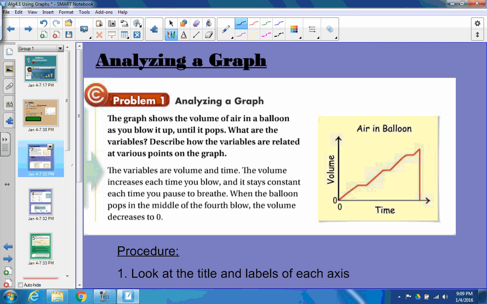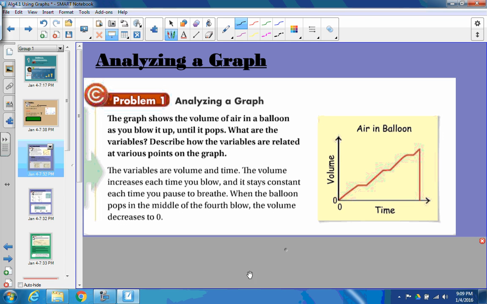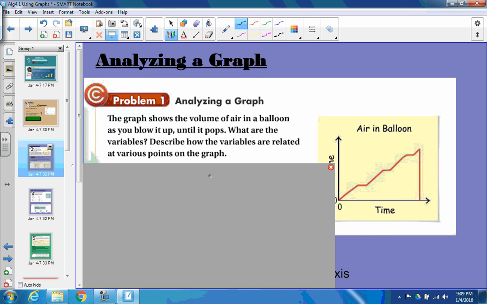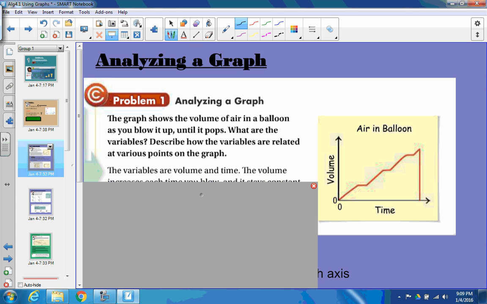So we're going to use those axes, and we're going to start off by talking about how to analyze a graph. I'm going to give you a problem like this. This problem says the graph shows the volume of air in a balloon, so how much is inside of a balloon, as you blow it up until it pops. What are the variables? Describe how the variables are related at various points on the graph. The answer is given here.